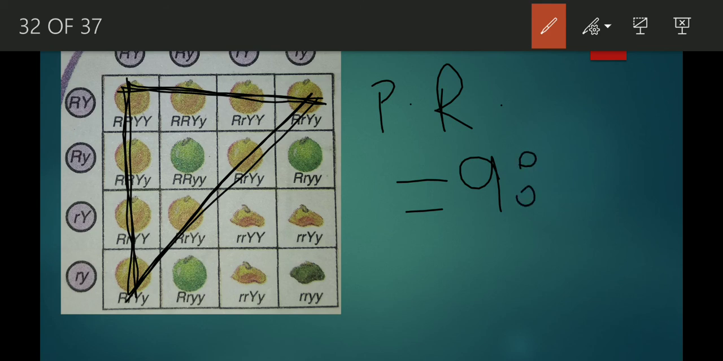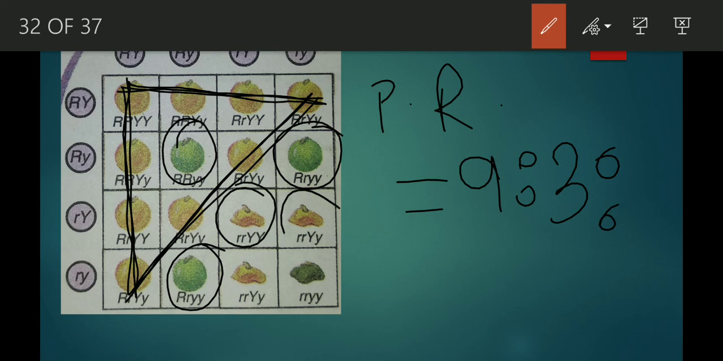And out of the 16 offsprings, there are 3 round green. 3 round green, right? Then there are 3 wrinkled yellow. See? Wrinkled yellow. Only one offspring is there who is wrinkled green.